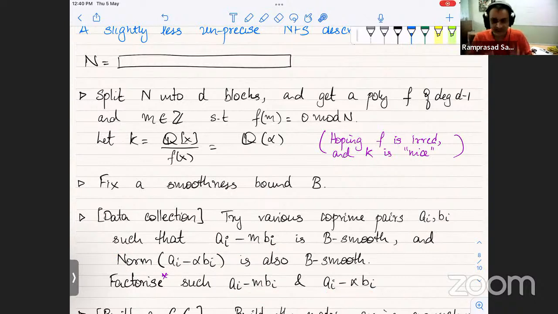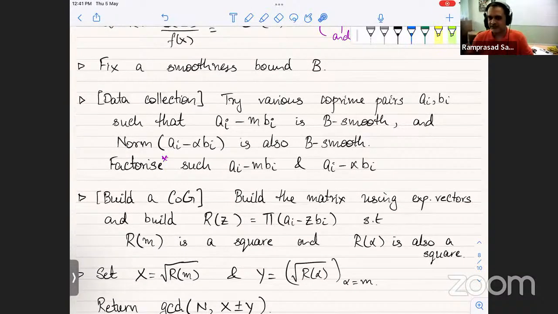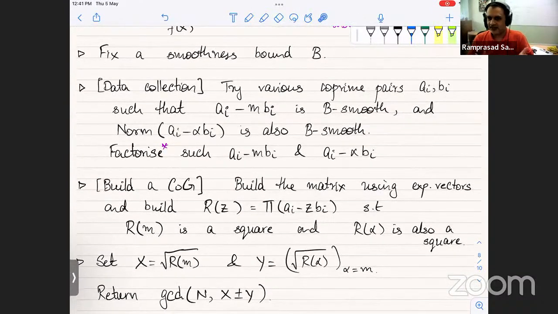Use that to somehow factorize both of them. The actual algorithm doesn't factorize it; it does a slightly different thing with some extra fluff factors because of the units. But let's just assume that we factorize them. And now you again build your matrix based on exponent vectors, take the corresponding x's and y's that you get out of any such combination, and then the rest of it is as usual.